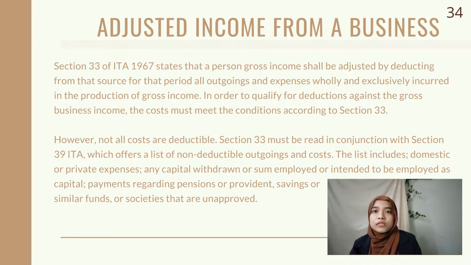I'll be presenting on adjusted income from business. According to Section 33 of ITA 1967, a person's income shall be adjusted by deducting all outgoings and expenses incurred in the production of gross income for that period of time. However, not all costs are deductible. Section 33 must be read in conjunction with Section 39 ITA, which offers a list of non-deductible outgoings and costs. The list includes domestic or private expenses, any capital withdrawn or sum employed or intended to be employed as capital, and so on according to Section 39.